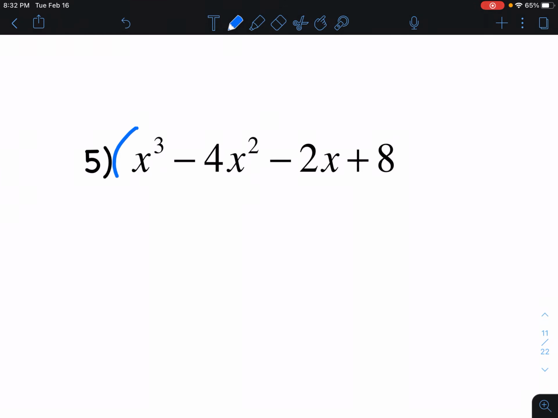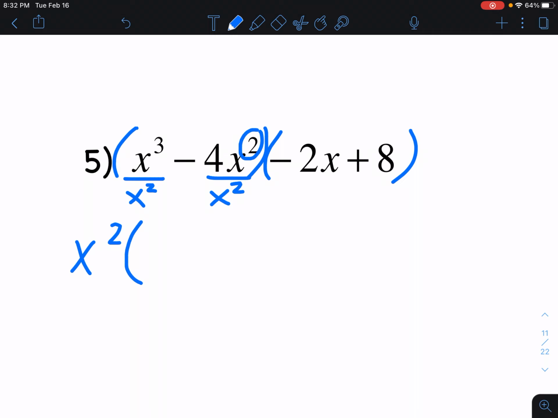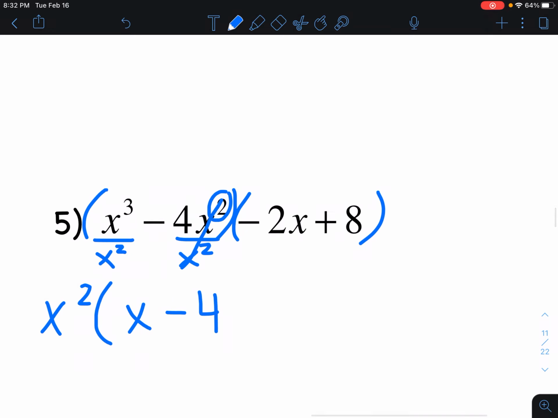So we got our 2 groups. What's the GCF in the first group? You should be thinking x to the second. They both have x's, so go with the smallest exponent. And then we're going to divide by x to the second. So x to the third divided by x to the second is x to the first. And then minus 4, and the x squareds cancel out here.